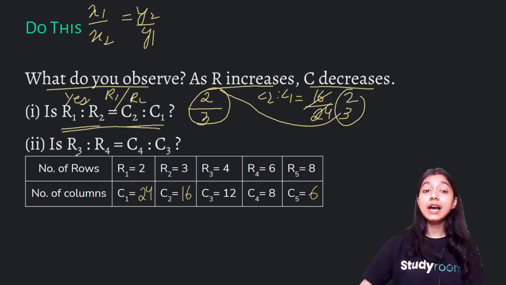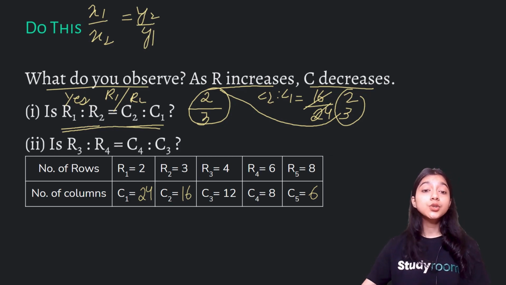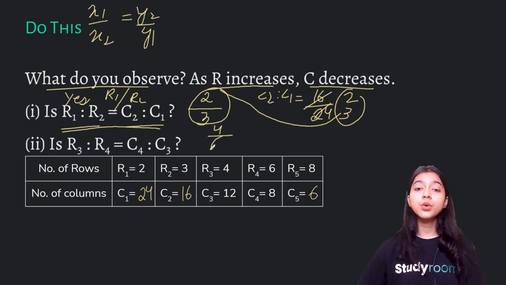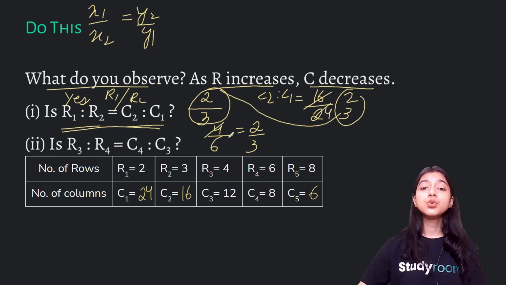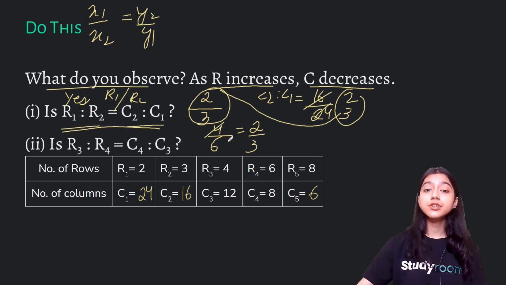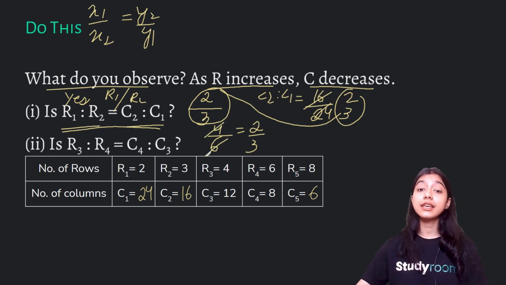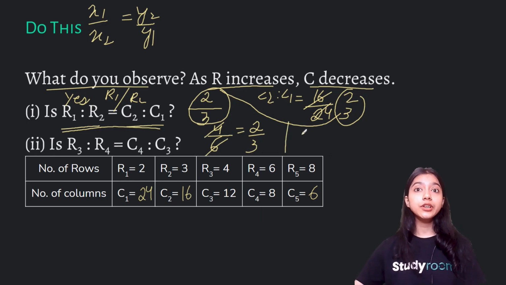Now we have to check if R3 is to R4 is equal to C4 is to C3. What was R3? R3 was 4 and we have to take the ratio of R3 with R4. R4 was 6. Now this will give us a ratio of 2 is to 3, because 2 gets cancelled with 4 leaving behind 2, and leaving behind 3 in case of 6. Now we have C4 is to C3.